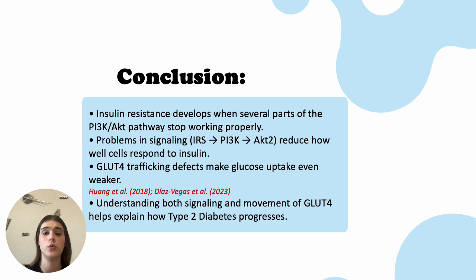Diaz-Vegas et al. 2023 showed that the vesicles don't travel through the cell the same way. So even if signaling is still happening, GLUT4 doesn't make it to the surface fast enough. When you put these two things together, weaker signaling and slower trafficking, the cell just can't take in glucose normally. Over time, that contributes to insulin resistance and eventually the development of type 2 diabetes. So understanding both parts, the signaling part and the movement part, helps explain why this condition develops and why it gets worse over time.